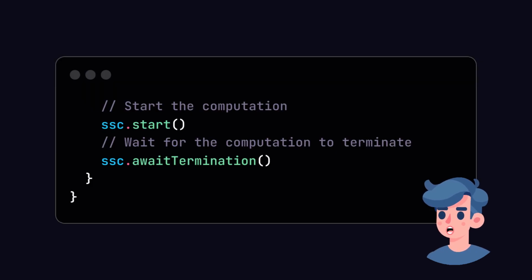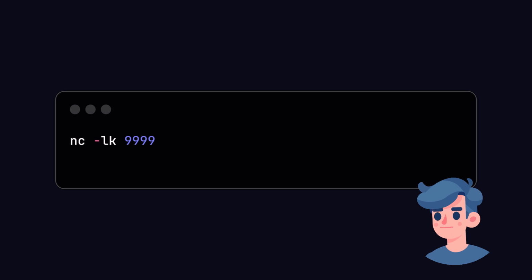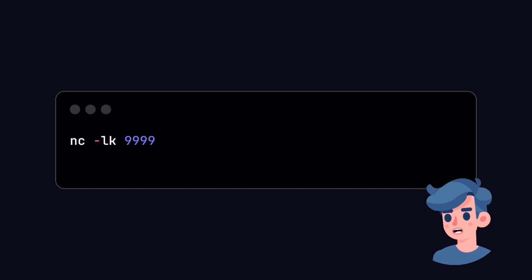Finally, we need to start our streaming context and await termination to keep our application running. This is crucial as the application will wait for the incoming stream of data. To run your application, you'll need to start a socket server. You can do that using the nc netcat command. Open a new terminal window and run the following command.